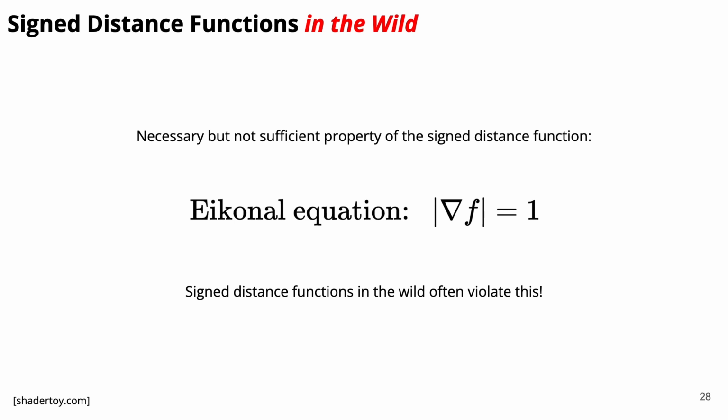The eikonal property says that the gradient of the function has to be 1 almost everywhere. More often than not, these signed distance functions do not satisfy the eikonal equation. This is because satisfying the eikonal equation while creating complex shapes can actually be quite difficult. So why can they get away with this?